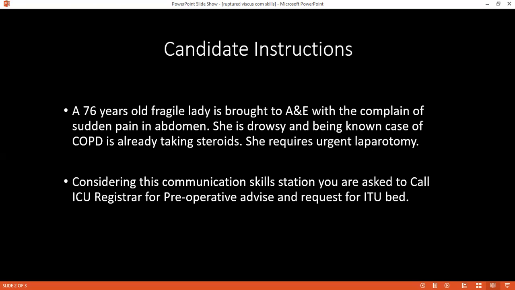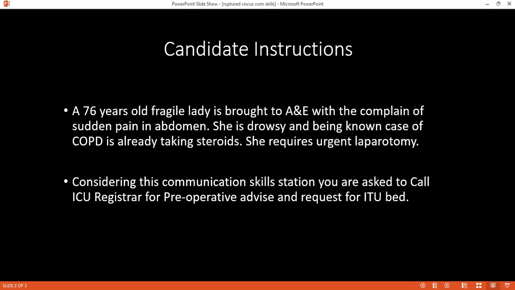Okay. Why do you think that this is a perforated viscus case? Ma'am, we did some examination of this patient, and it shows the sign of peritonism, and there is a drop of hemoglobin by 2 gram. And also her ultrasonography of the abdomen shows there is free fluid present inside her abdomen. So these are the findings which suggest there is a perforated viscus.